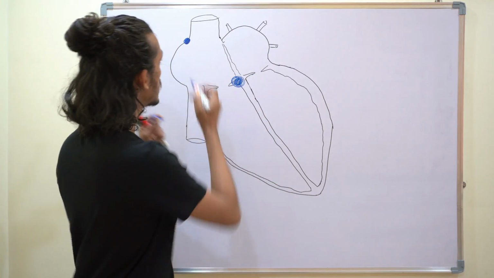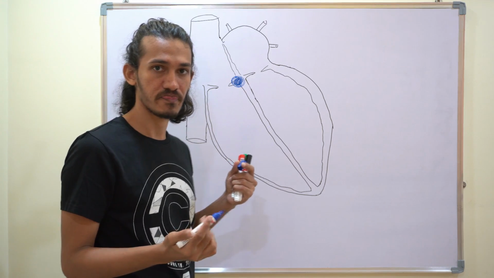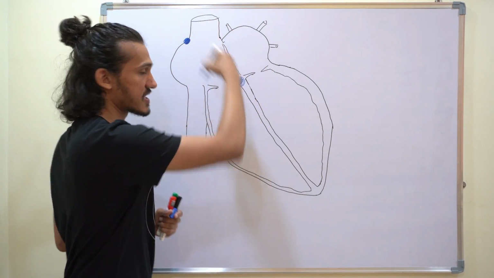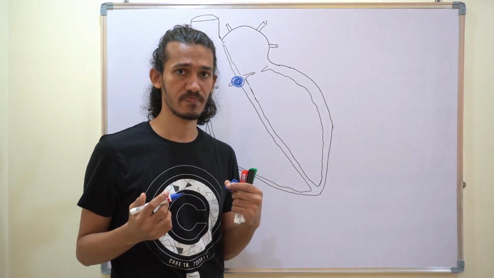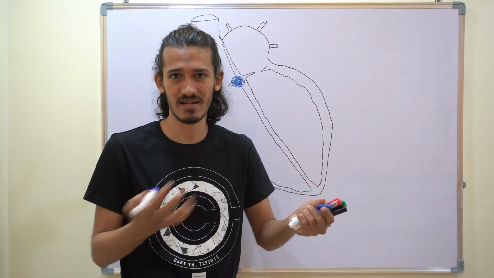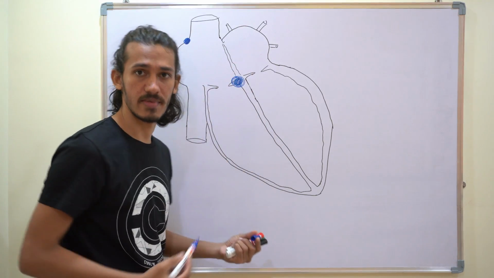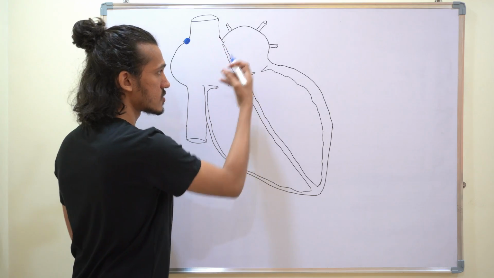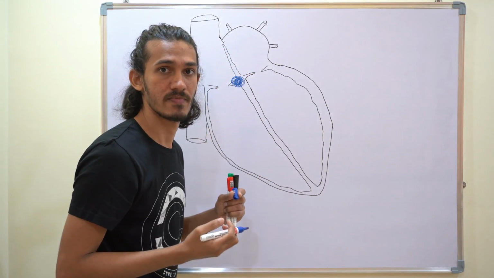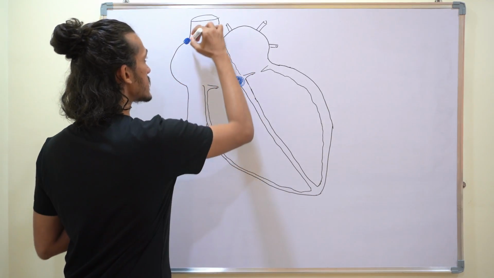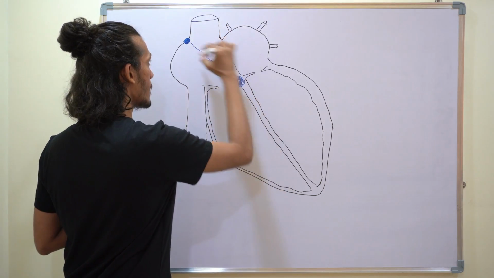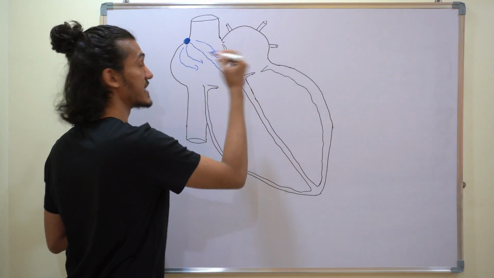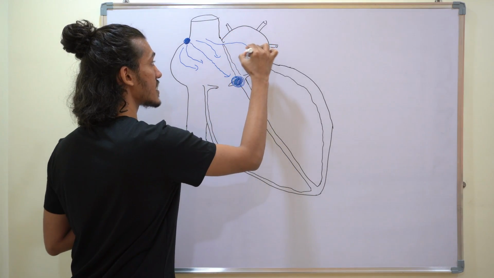Okay. So first, from the SA node, discharges are going to come, right? They will be taken through many bundles, the Bachmann, Thorel, Wenckebach bundles, which are interatrial bundles, right? These bundles are going to carry it all over to the AV node, right? So this is going to activate the atria, and it will be taken to the other side.